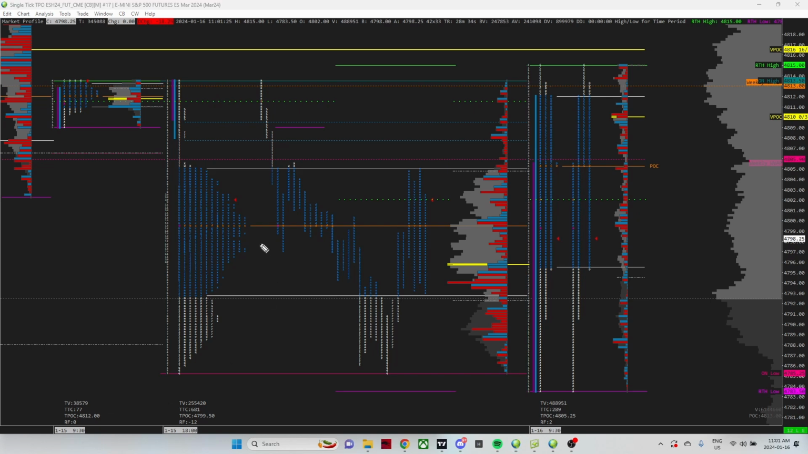Now, the nice thing about using TPOs is we can visually see time spent in each location very easily. We know that in the on session, most of the time was spent at this price, which is roughly 4,800 or just shy of. That's where most of the time was spent. This is very, very important. It's also very easy to see poor highs and poor lows.